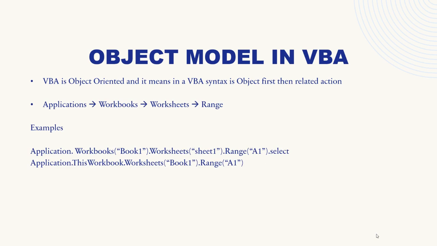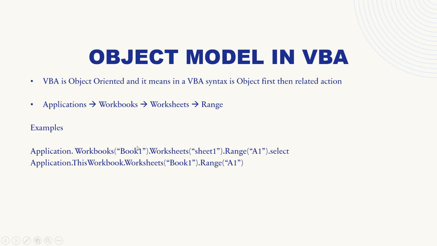In order to create macros, it's important to understand the object model in VBA. So VBA is object oriented. It means in VBA syntax, the object comes first and then its related action. For example, if I want to select Sheet1 and its range A1, in order to select range A1, we need to specify its parent hierarchy where this range A1 is present. So we need to specify its sheet, which is worksheet 1, and where the sheet is present, in Book1.